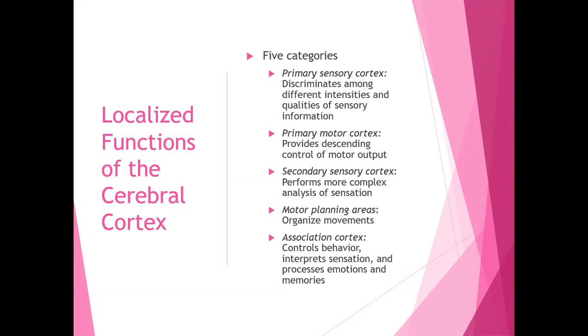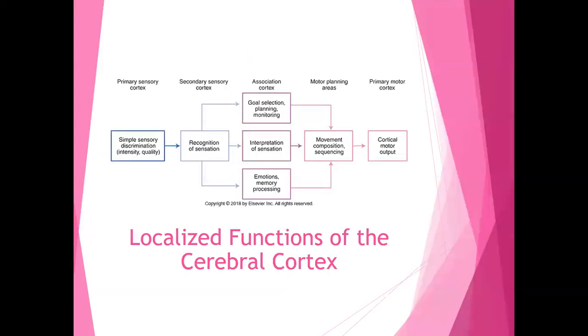So pretty cool, right? So here's the chart that I looked at the beginning of the quarter. We get sensory information coming in from the periphery, goes to the primary sensory cortex through the thalamus, and we get simple sensory discrimination. So the primary sensory cortex tells us the intensity and the quality of that sensory information that we're getting. The secondary sensory cortex provides recognition of that.